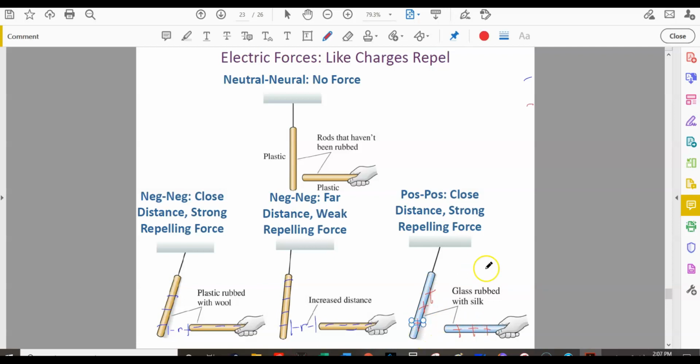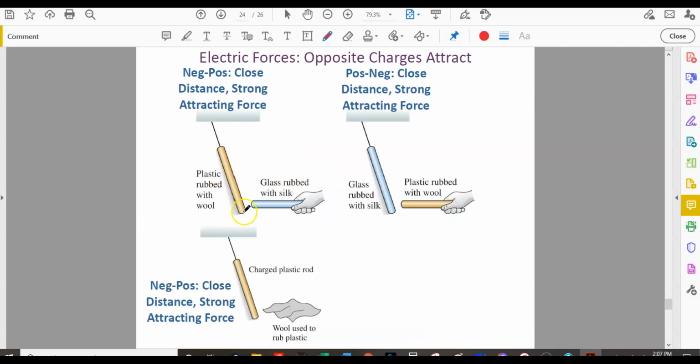And so that is going to result in a repulsive force too. Again, the more charges, the larger the repulsive force, so the separation distance of that repulsion is going to be increased. Conversely, you have glass rubbed with silk, which you could expect to have lost its electrons, and plastic rubbed with wool, which is going to have gained electrons from the wool.